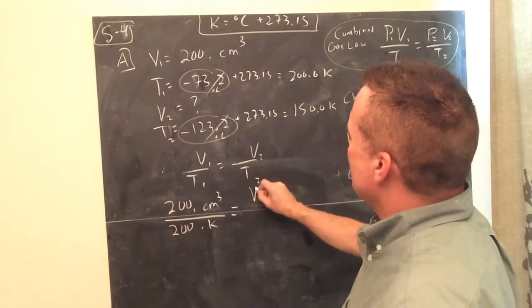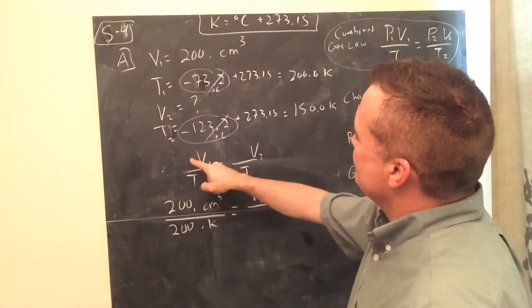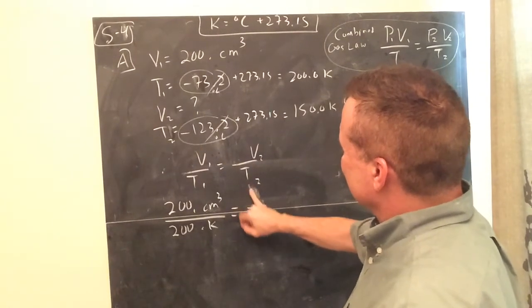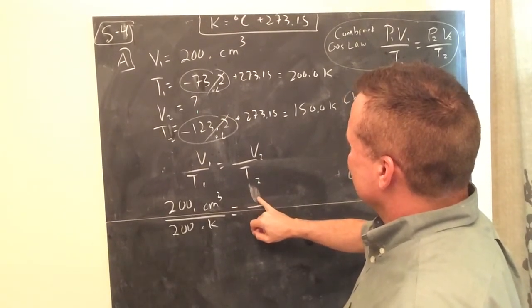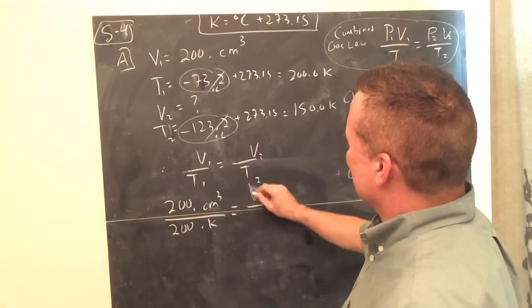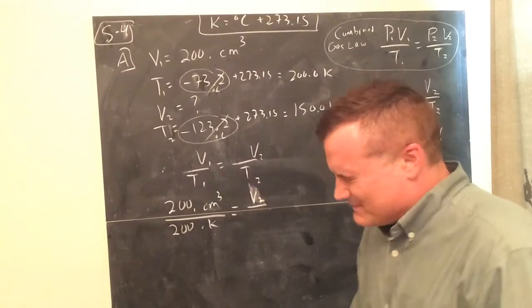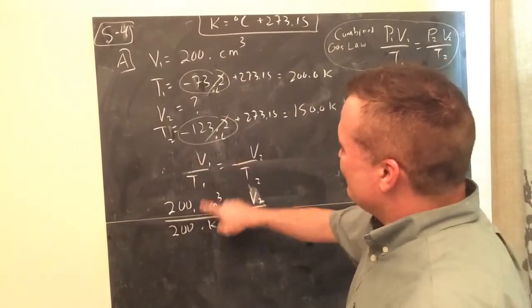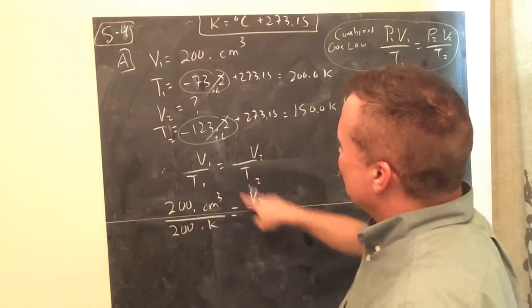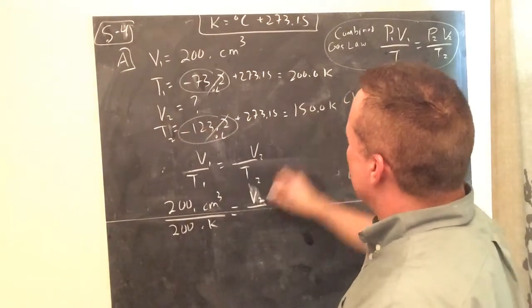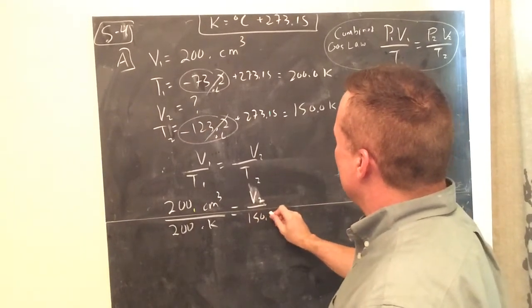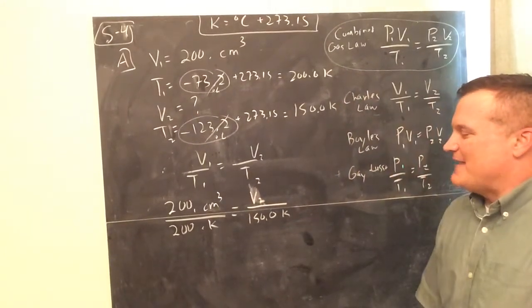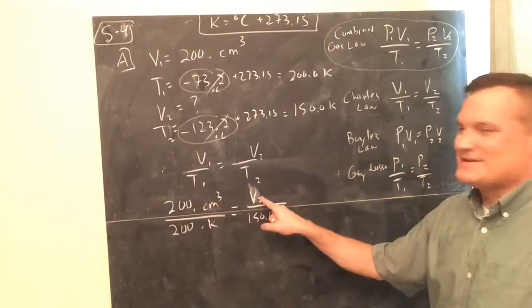V2 we don't know, but of course we don't know V2. It doesn't go there. Yes, it does. I'm sorry, it does go there, V2. Okay, V1 over T1 equals V2 over T2. T2 is 150.0 Kelvin. Now, if you know a little bit about the math, you can say, well, if that's 200 and 200, that's got to be what?